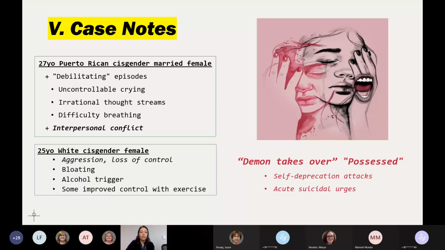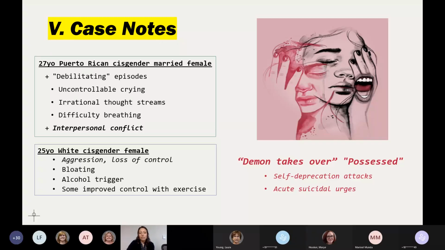I mention bloating here because she experienced such severe bloating that the difference between when I would observe her in the luteal phase versus a session two weeks later was that she had lost 10 pounds. So a very significant observable level of bloating. Alcohol was a trigger for her and further decreased inhibition for her behaviors. And she experienced some improved control with exercise.